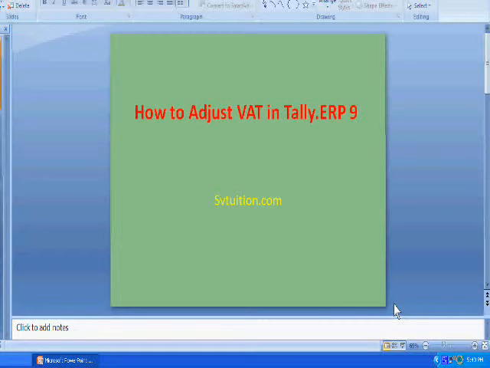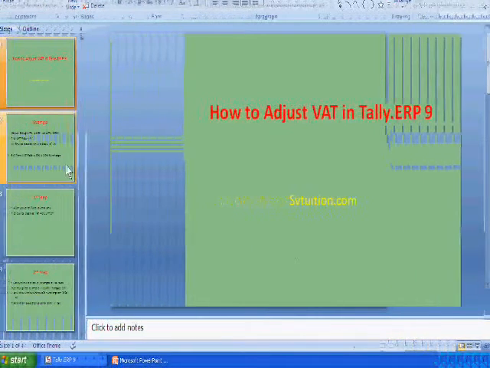When we create the VAT input and VAT output for doing the voucher entries with VAT, there are so many adjustments we can do after passing the voucher entries. So today I am explaining its steps.